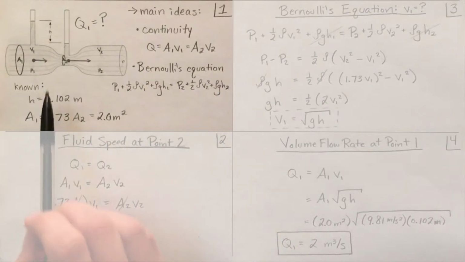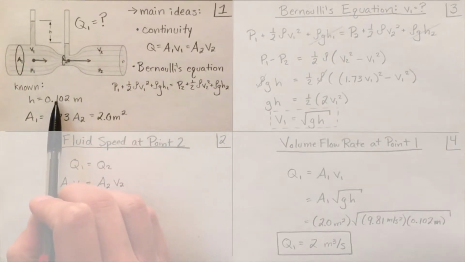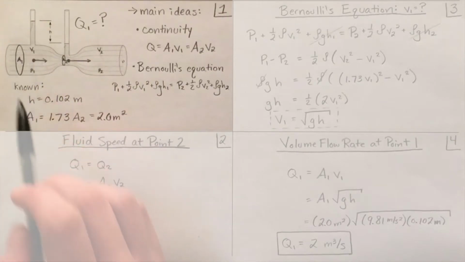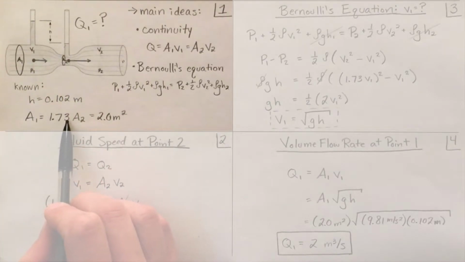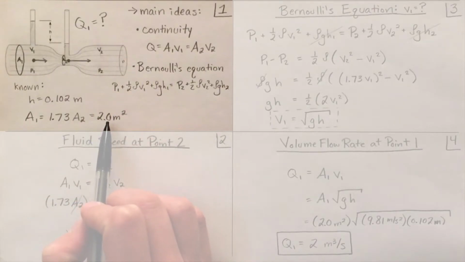We also know that the difference in height between the fluid here and the fluid here is 0.102 meters, and that the cross-sectional area A1 is equal to 1.73 times the cross-sectional area A2 and is equal to 2 meters squared.